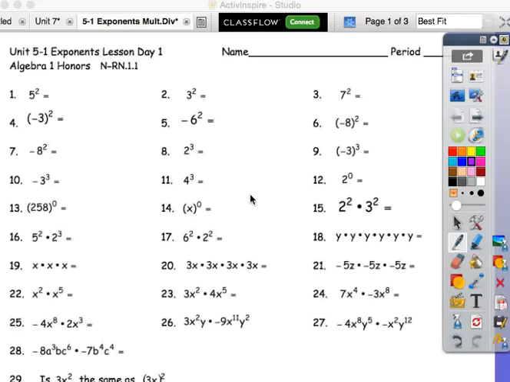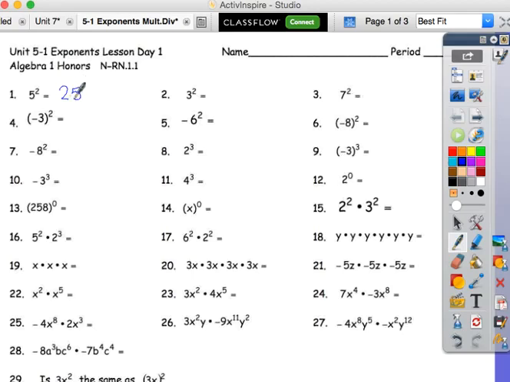This is the first lesson in our unit on exponents. And we're going to start out with a few easy ones to get us started here. Number 1, 5 squared. Remember, that does not mean 5 times 2. It means 5 times 5. 5 times 5 would be 25. Good. Okay. On we go to number 2.